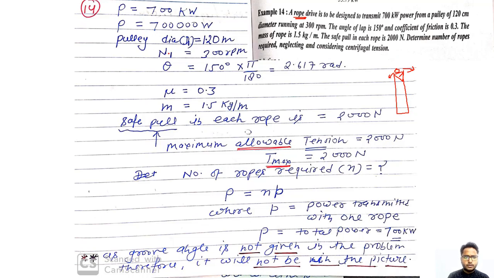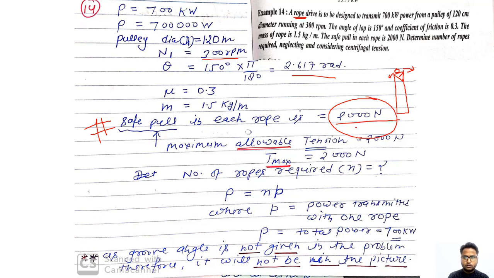Now see that this pulley is rotating at a speed of 300 rpm. The angle of contact is 150 degrees, that is 2.617 in radians, mu is 0.3, and the mass is given as 1.5 kg per meter. So for safe pull, this is very important: the safe pull in each rope is 2000 newton, which means one rope can withstand a maximum load of 2000 newton. If the pulling force is more than 2000, the rope will break down.